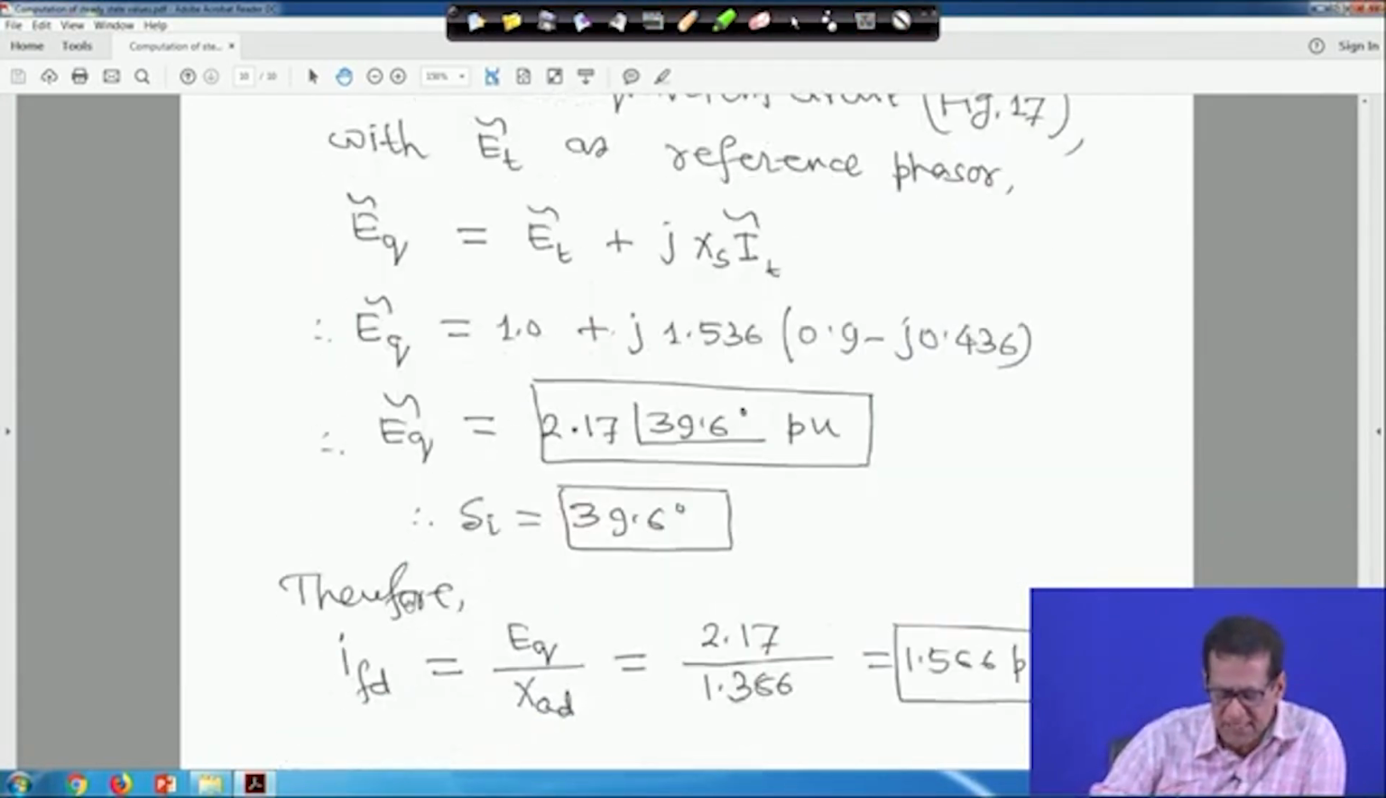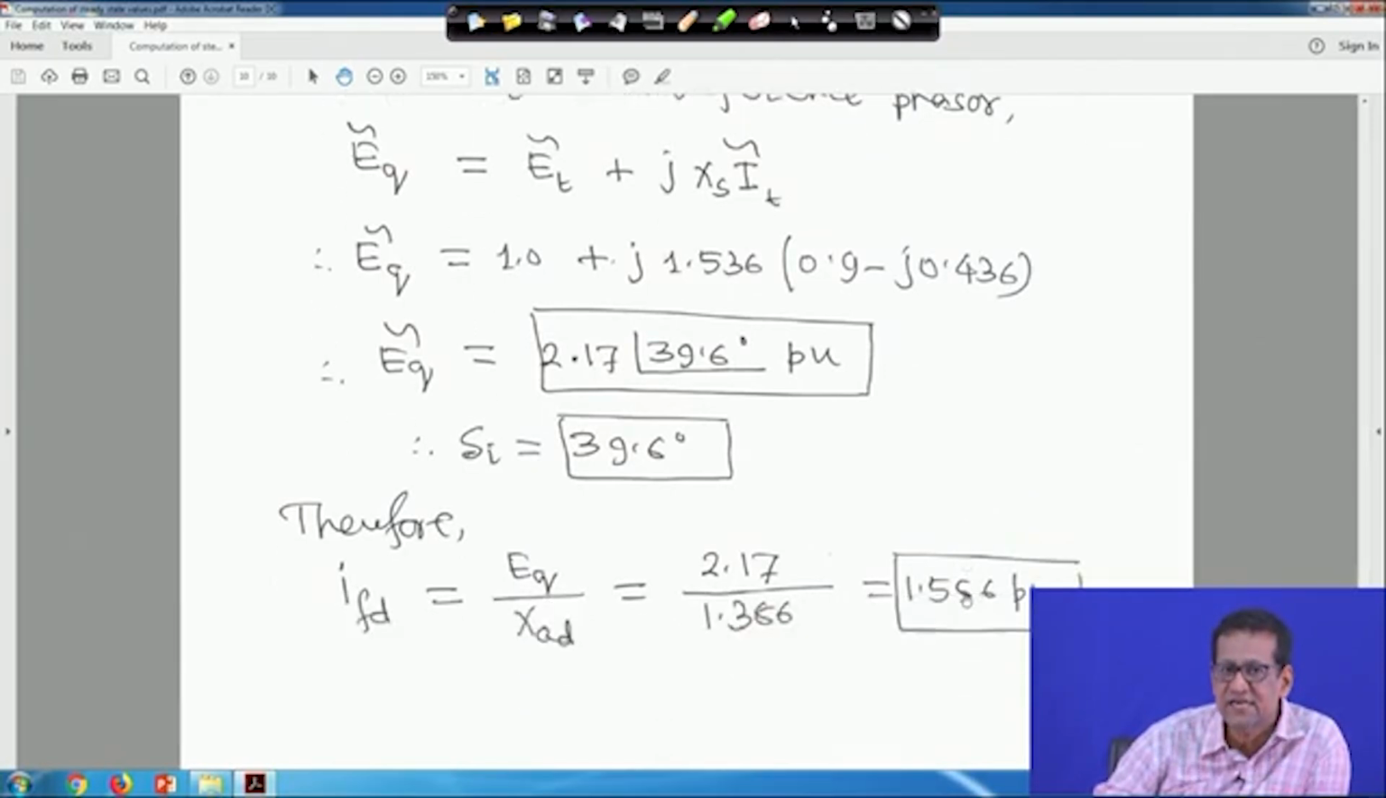Therefore, IFD magnitude is EQ upon XAD. So, EQ we got 2.17 and XAD we have computed 1.386. So, it gives actually 1.566 per unit, that is the current.